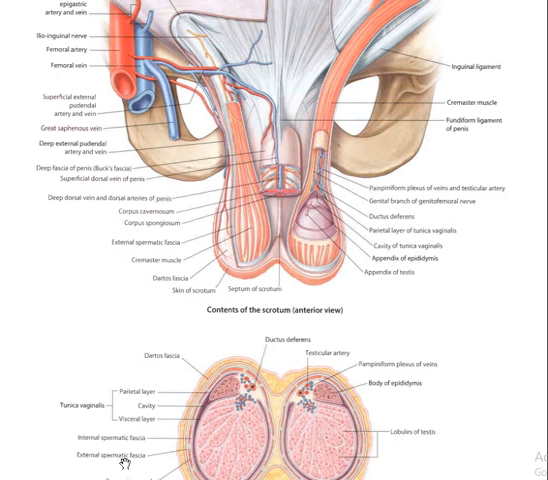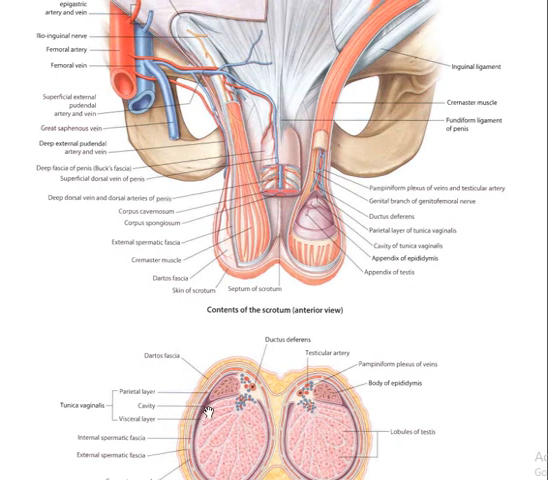You have the external spermatic fascia, which is the most outward portion. The most outward portion is the skin of the scrotum. Then you have the dartos fascia. Then after the dartos fascia, you have the external spermatic fascia. After the external spermatic fascia, you have the cremasteric muscle. After the cremasteric muscle, you have the internal spermatic fascia formed from the transversalis fascia.